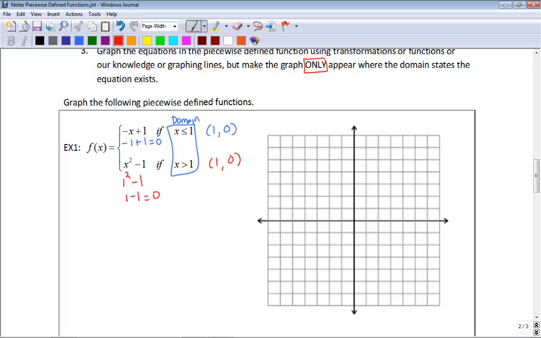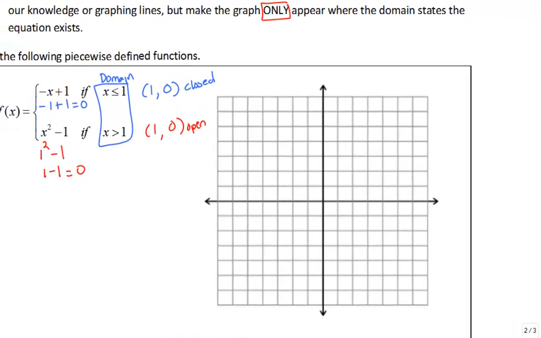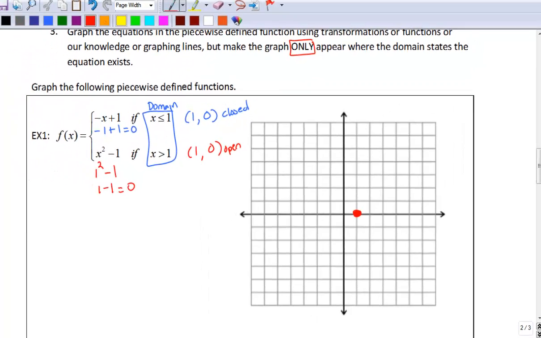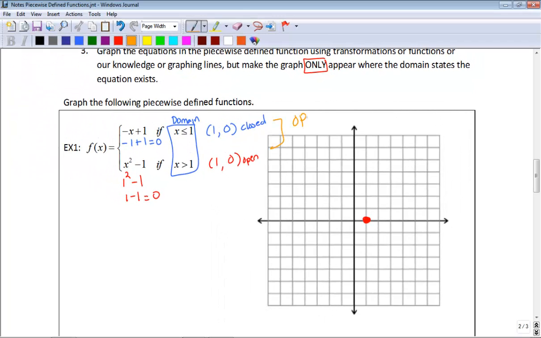So let's determine which one of these is a closed point and which one is open. Well, this has an "or equal to" bar, so that would make this a closed circle, and the bottom one does not, so that would make that an open circle. Let's go ahead and plot those points. So I'm supposed to have a closed circle at the point (1, 0) right here, and an open circle at the point (1, 0). Well, aren't those the exact same point? If you have an open and a closed circle at the same point, it's just a closed circle.